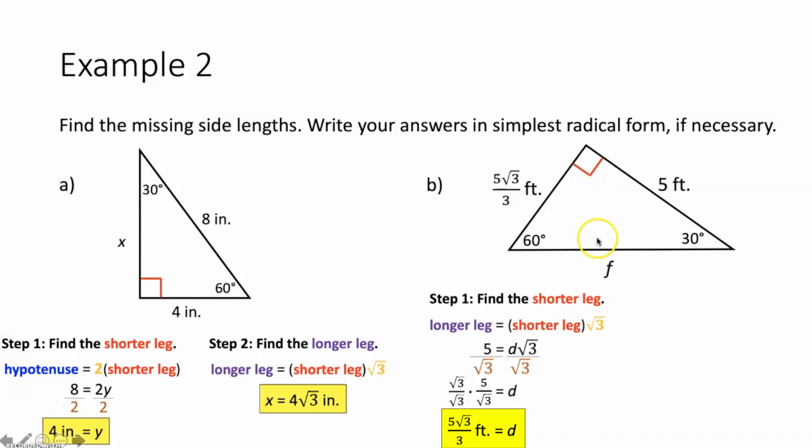Next, we need to figure out what is the length of our hypotenuse. Well, if you remember, the length of the hypotenuse in a 30, 60, 90 degree triangle is just going to be equal to 2 times the length of the shorter leg, the side that's opposite the 30 degree angle.